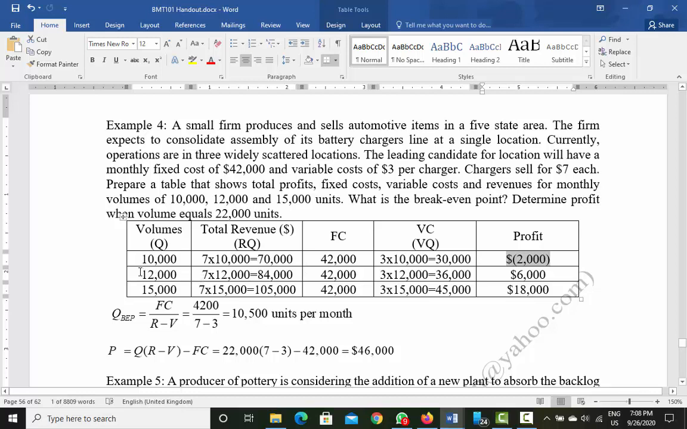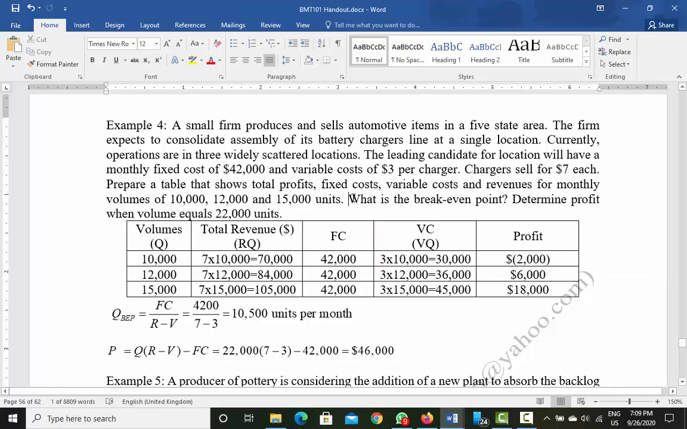So if the volume of output is 12,000 units, in that case 7 multiplied by 12,000 means total revenue is 84,000. Fixed cost is fixed. Variable cost is 3 multiplied by 12,000, so 36,000. So profit will be what? 84,000 minus 42,000 minus 36,000. There will be a profit of $6,000. Like that we can easily prepare the table.